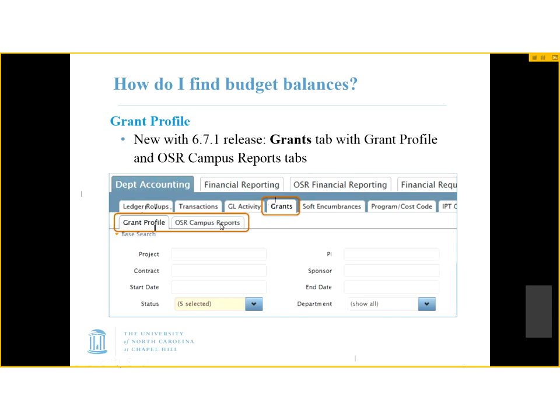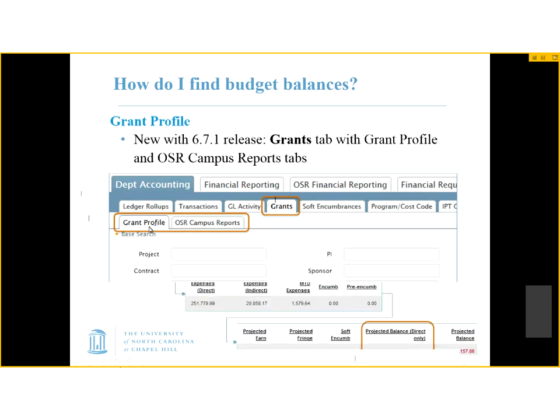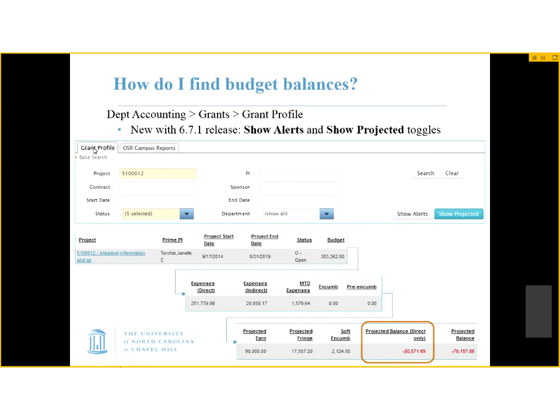But in addition, we have this OSR campus report, which is where, say, the OSR payments report lives, and as we develop more reports, we will put some of them under this OSR campus report. But the grant profile page also shows you your budget balance. So if I were to click on the grant profile and search by my project number, I get the same budget balance information that I did from the OSR ledger roll-up.